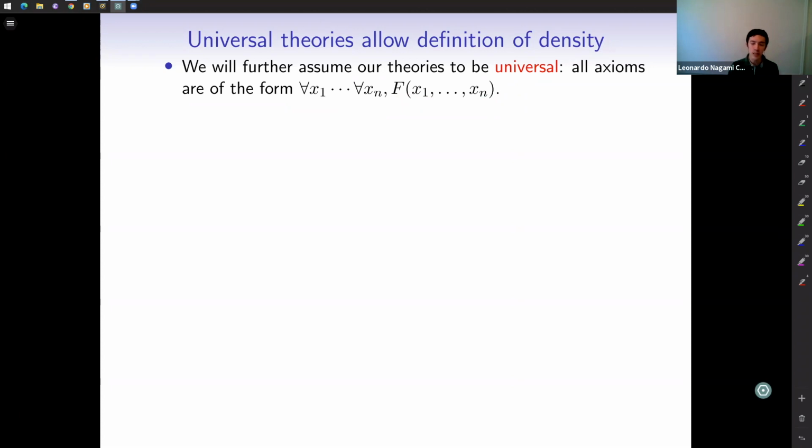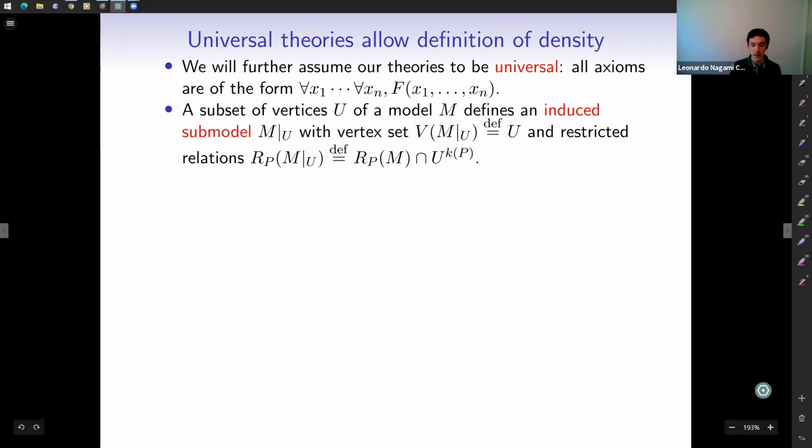Now, the reason why we need the axioms to be of this form is exactly because we want the notion of subobjects to be well defined. Think about it for a second. If I give you a model, remember, this has a vertex set, has a bunch of relations, and it satisfies the axioms of my theory. Now I give some subset of vertices. I can restrict my attention on my model to the subset of vertices. This is what's called the submodel.